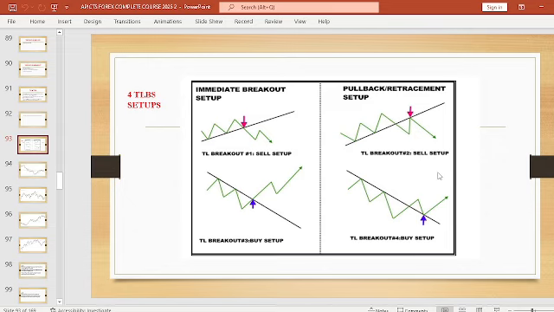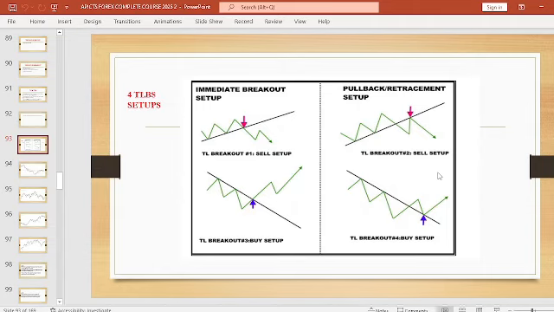So we have the immediate breakout setup. When you draw your trend line, you draw your point 1, 2, and all of a sudden, bam, the trend line breaks out. It breaks out, and then immediately it breaks out, you enter your entry. You take your trade immediately. So it's called immediate breakout.